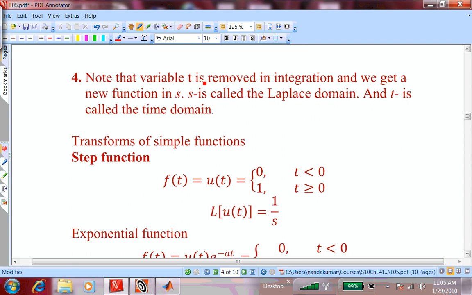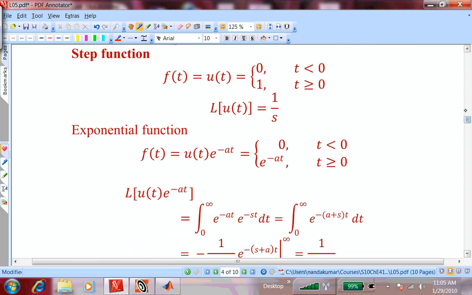This is just stating the obvious. The new variable is in terms of the s domain, not in the t domain. So let's look at a few more transforms. This we already did. This is now called the step function, meaning the function f of t looks like this. It is 0 before, and 1 for t greater than or equal to 0. We already saw the transform of that as simply 1 over s.